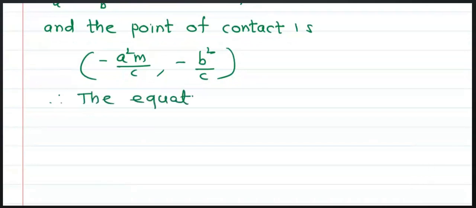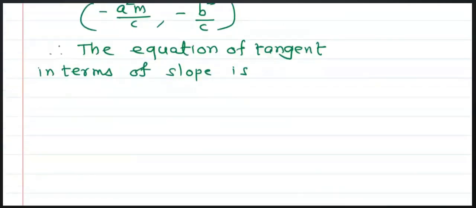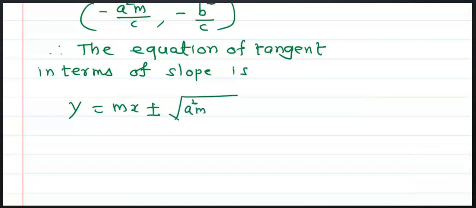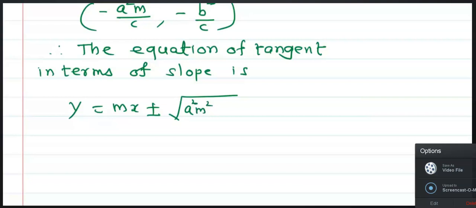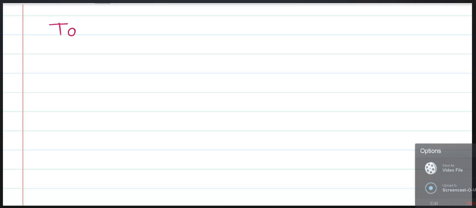Now next, the equation of tangent in terms of slope is y is equal to mx plus or minus the square root of a square m square minus b square. This is the equation of the tangent in terms of the slope.